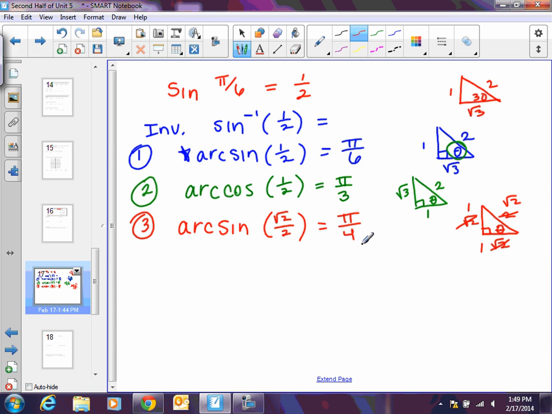Okay, so before I move on, let me just test you out just a little bit. What would arc cosine of root 2 over 2 be? The same. Why? Sides are useful. Yeah, the sides in this case, opposite, adjacent, it doesn't matter which one's which.